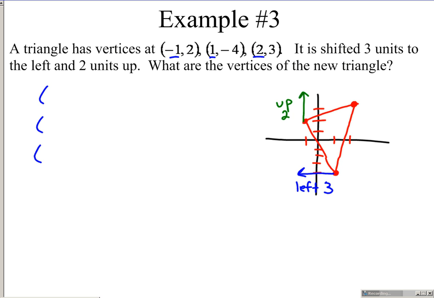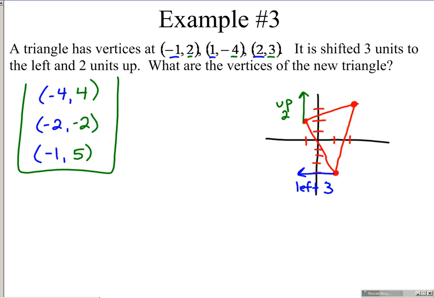Since we're going left, that means I need to subtract 3. So -1 minus 3 is -4. 1 minus 3 is -2. 2 minus 3 is -1. Next, we need to take each of those vertices and shift them up 2 units. If we are going up, that is now affecting the y coordinates. We're going up 2 units, so now we need to add 2 to each one of those y coordinates. 2 plus 2 is 4. Negative 4 plus 2 is negative 2. 3 plus 2 is 5. There now are the 3 vertices of our shifted triangle.